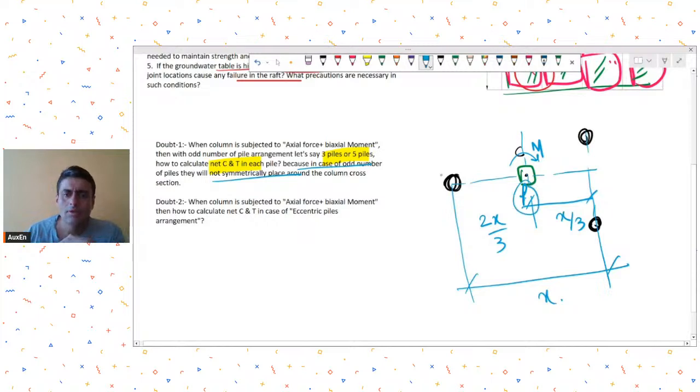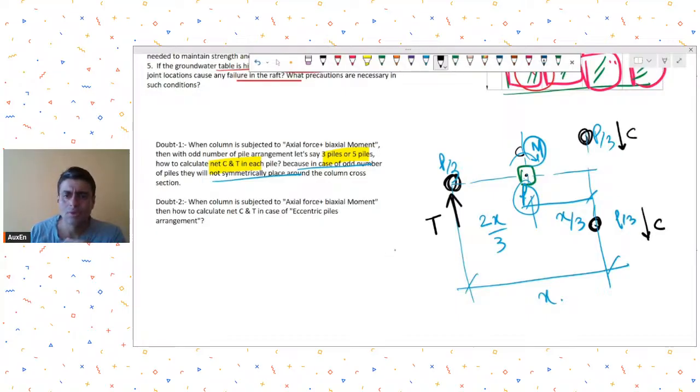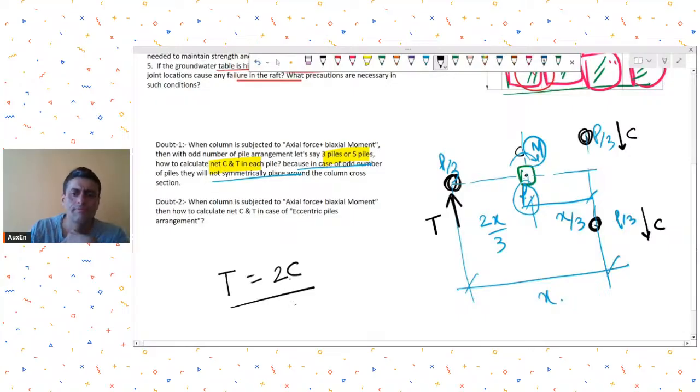So axial load, due to compression, you can assume to be divided one third each, because the pile group CG is matching with the column CG, and for this moment, you can use that lever arm concept. So the forces in the piles due to this moment: let's say there is a tension over here and there is some compression in these two piles. So you can say that T equals 2C. This is the vertical equilibrium that you have to maintain.